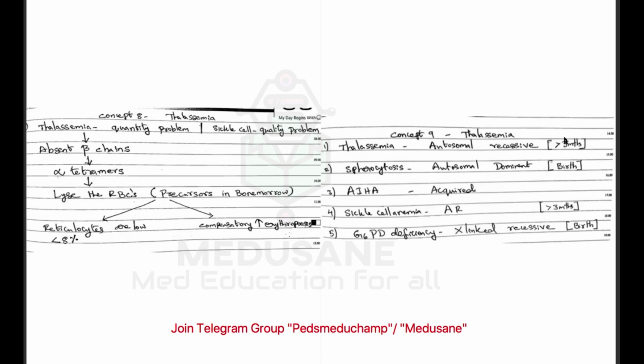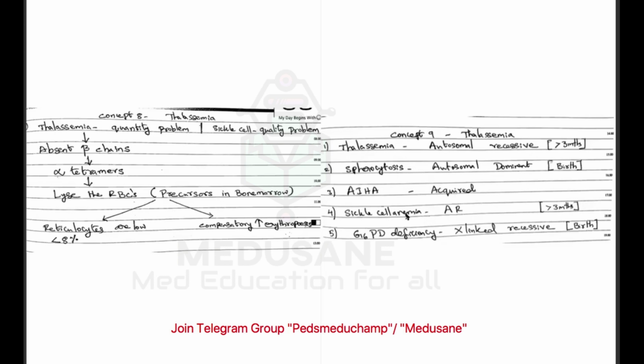Similarly, the timing of presentation. Okay, so in beta thalassemia, the beta chains are going to be present only by 3 months of age. Till then it's going to be the fetal hemoglobin. So beta thalassemia is not going to present with neonatal jaundice. It's going to present only after 3 months. So in your scenario, if it is from birth, probably it is not beta thalassemia. It could be spherocytosis.